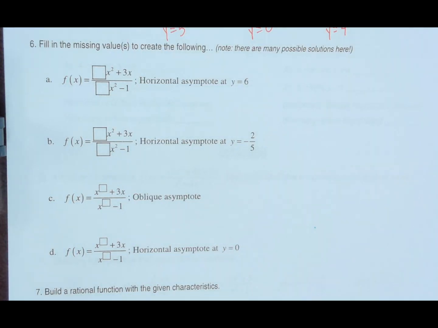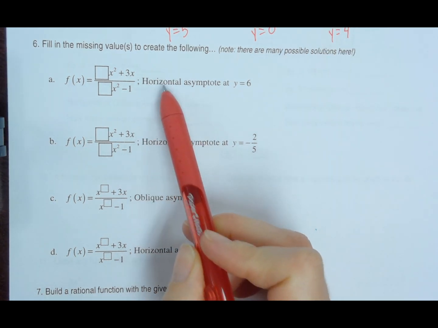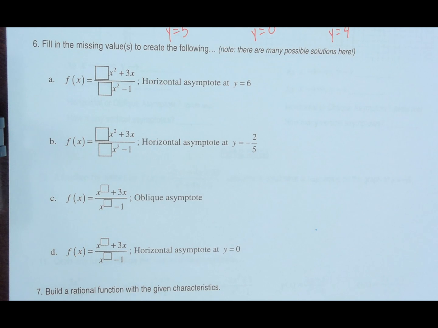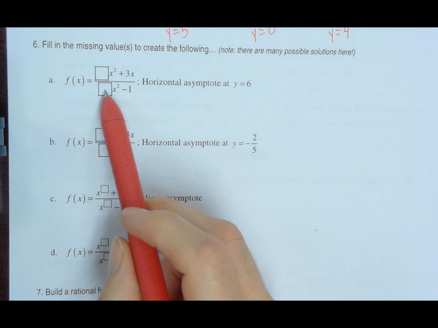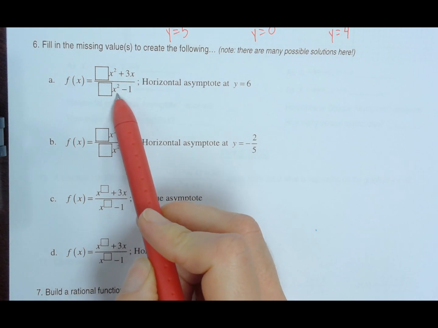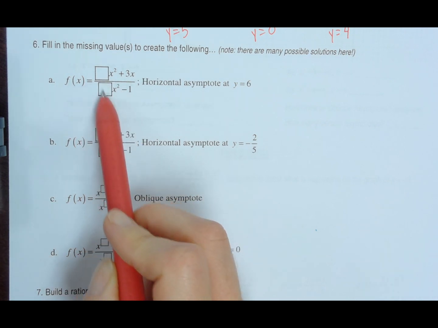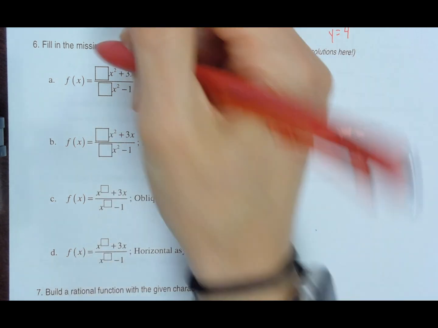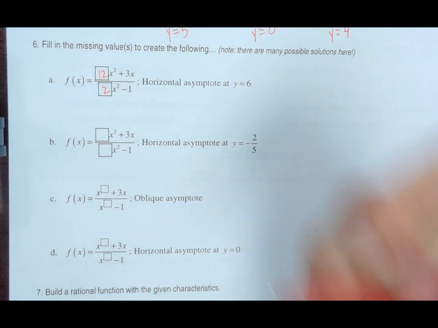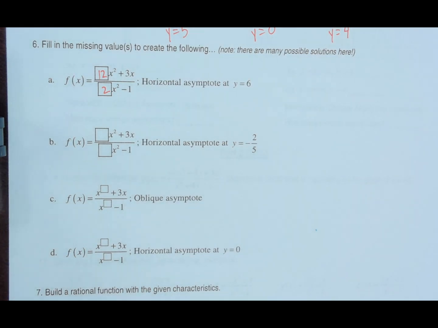Here we want to fill in any missing values to create a function that has these certain characteristics. So for this first one, we want to have a horizontal asymptote at y equals 6. Here, we just need to make sure the degrees are already the same, so we don't need to change that. So we just need to make sure that these numbers, when you plug them in, will divide to give you 6. So you could go 12 and 2, you could go 6 and 1, you could get really fancy, but as long as those numbers divide to give you 6, you're good to go.